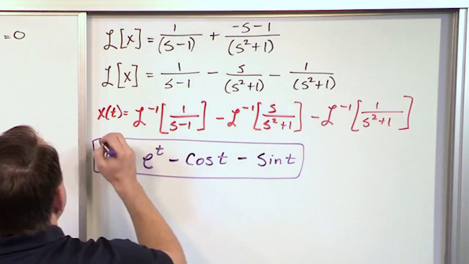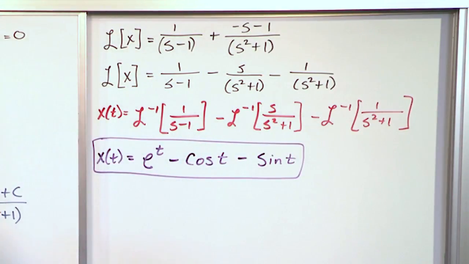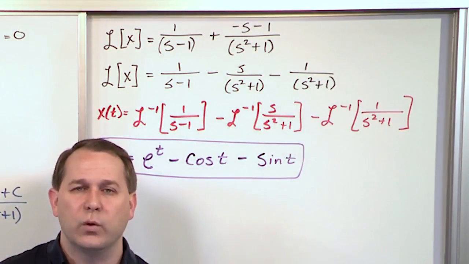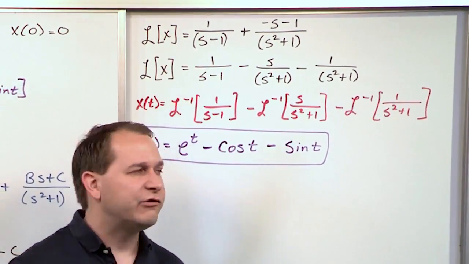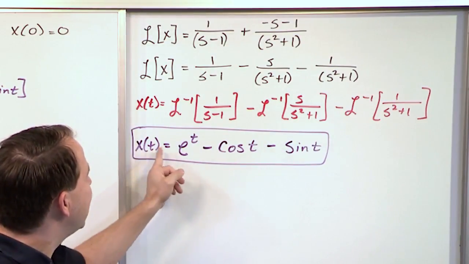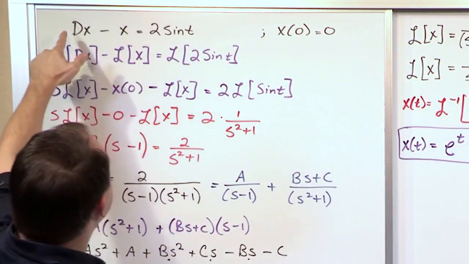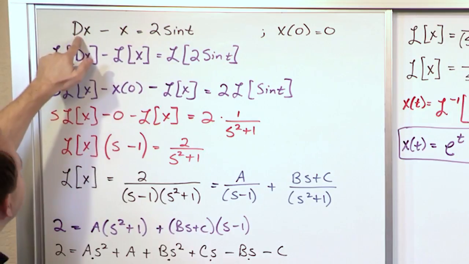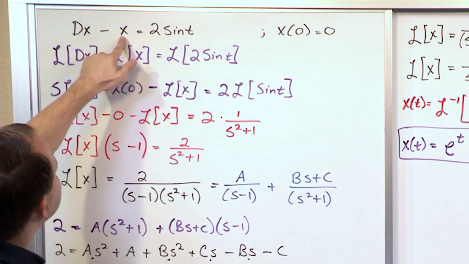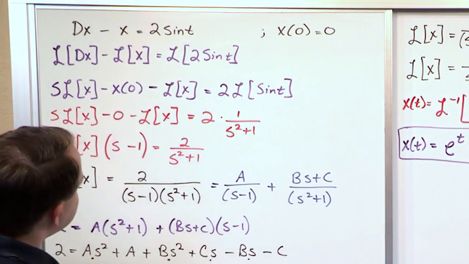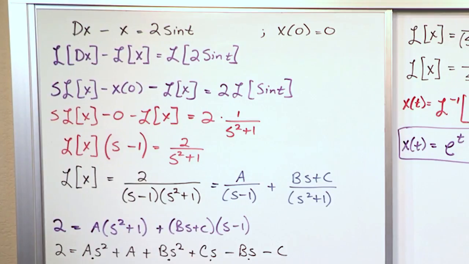This is what we've been trying to find. When you solve a differential equation, what you're trying to do is figure out what x of t is. What is that function that makes this true? If you take this function, x of t, and you stick it back into this differential equation, if you take its derivative and then you subtract the function itself, you're going to get this. All right, and that's basically how it works there.